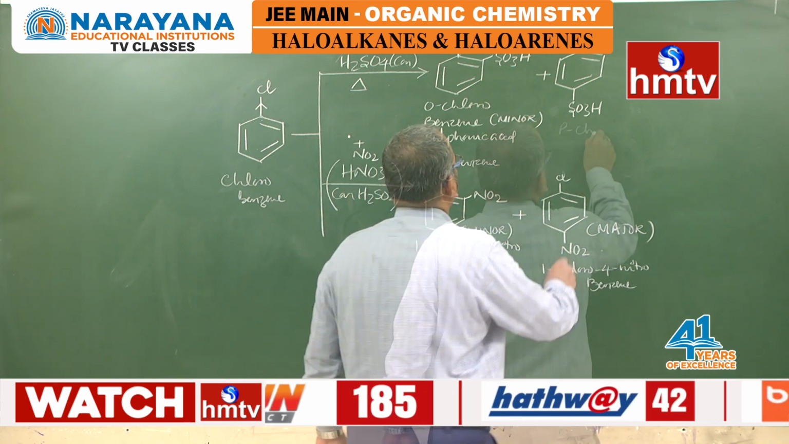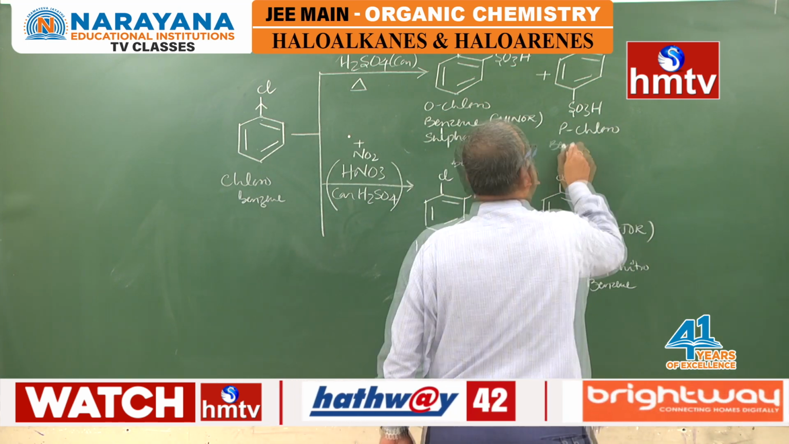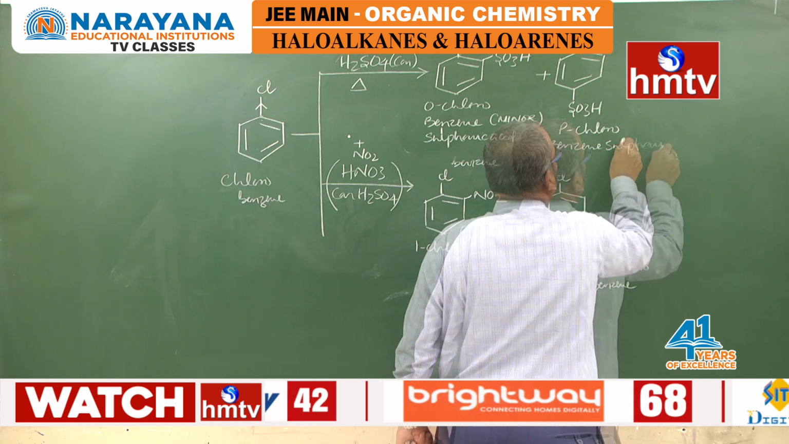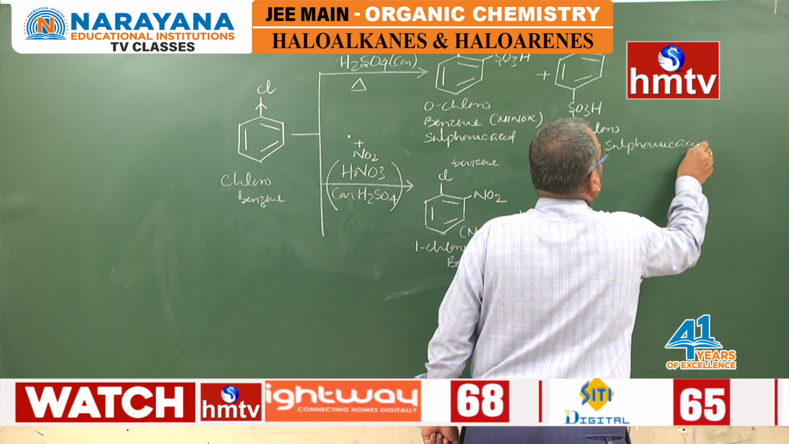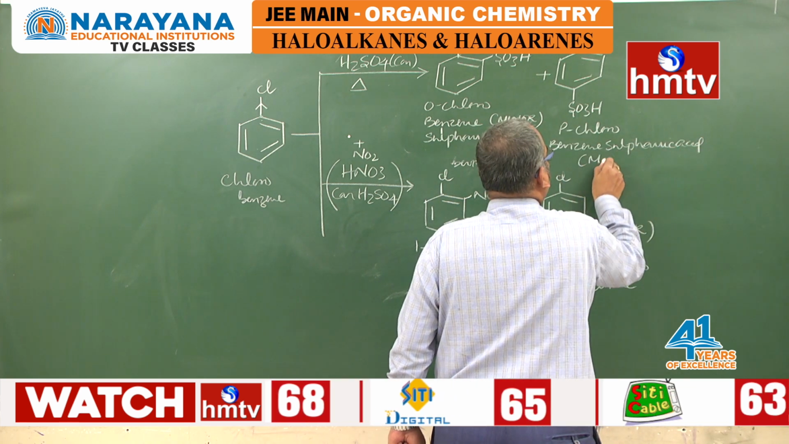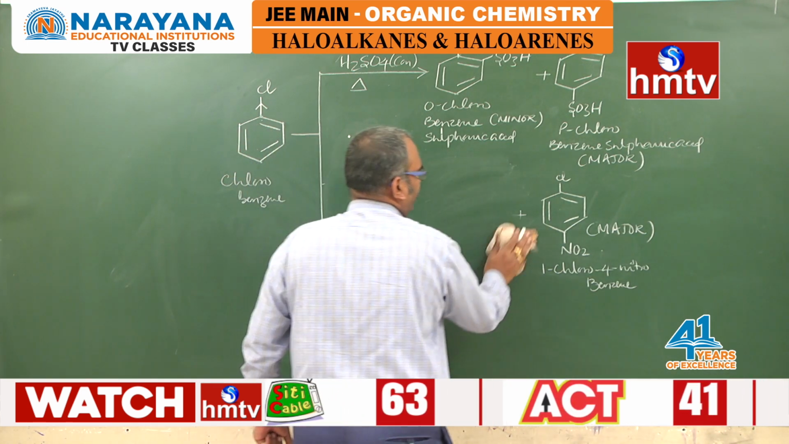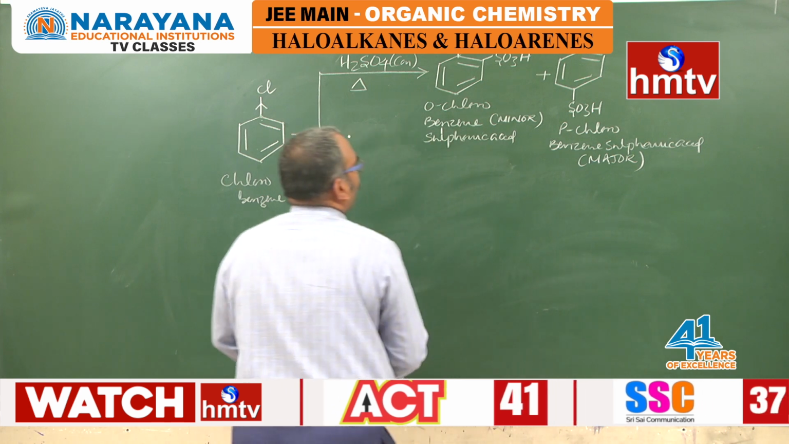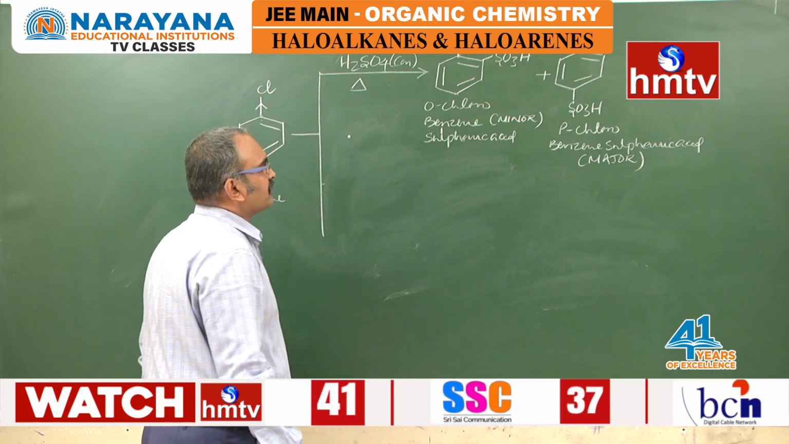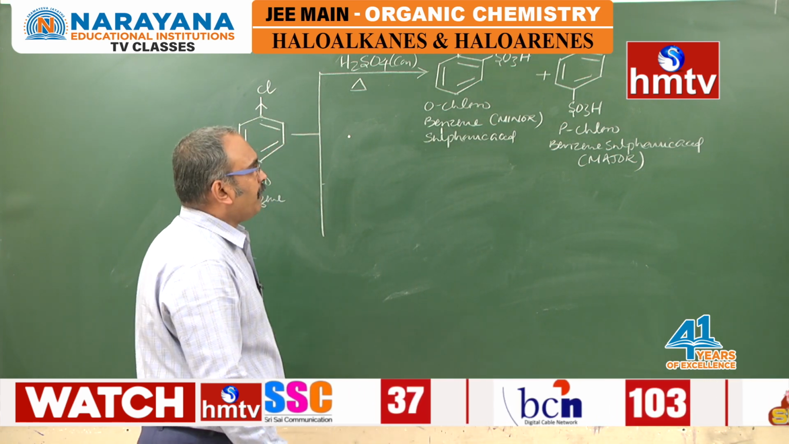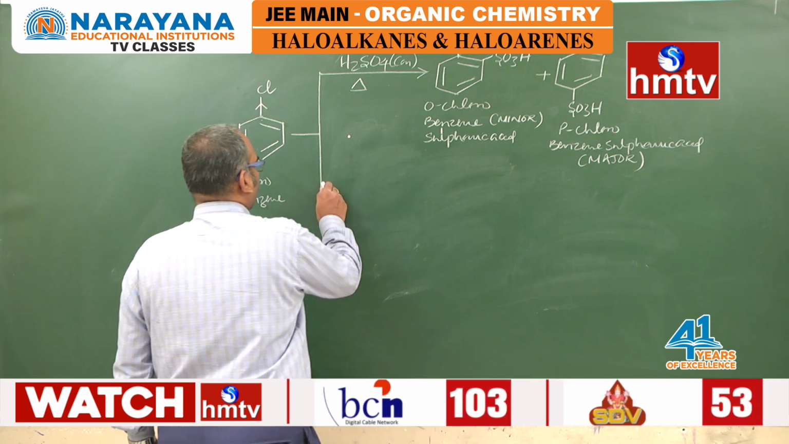This is parachlorobenzene sulfonic acid. This is major product. So that is sulfonation. So in sulfonation also ortho product is minor product and the para product is major product.